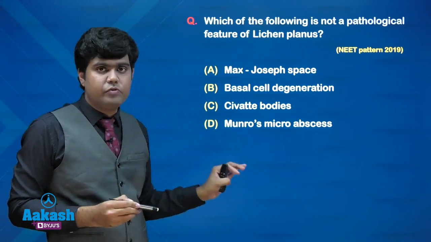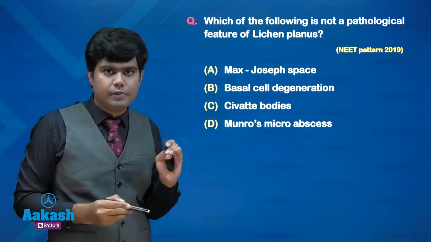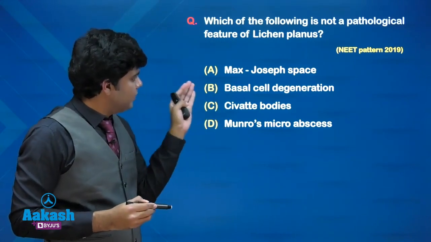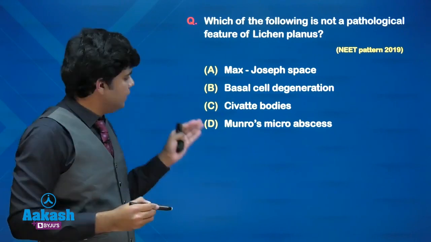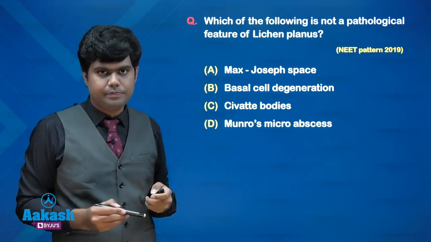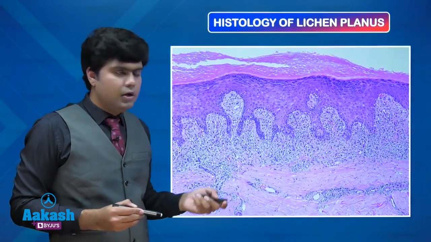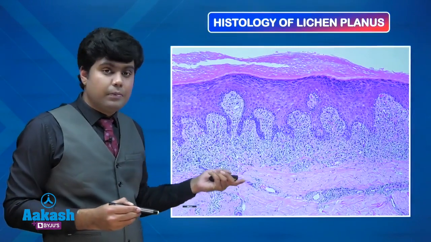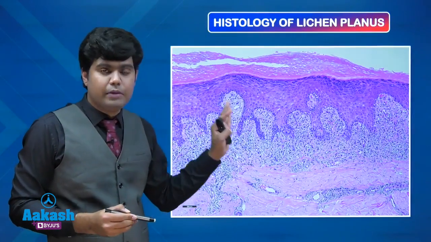Histology of lichen planus, which of the following findings will not be seen? Max Joseph space, basal cell degeneration, Civatte bodies, and Munro micro abscess. So what is the answer? Let us discuss with the help of a mnemonic. So this is how it looks, lichen planus histology.